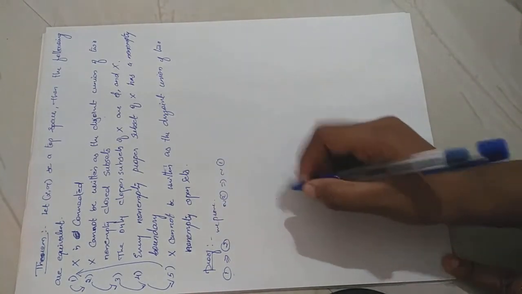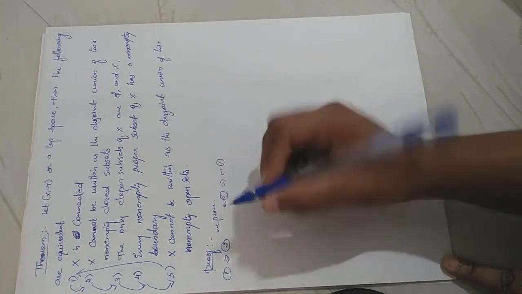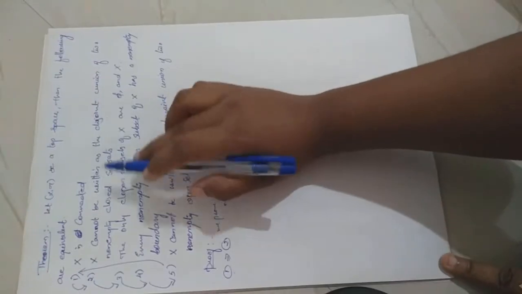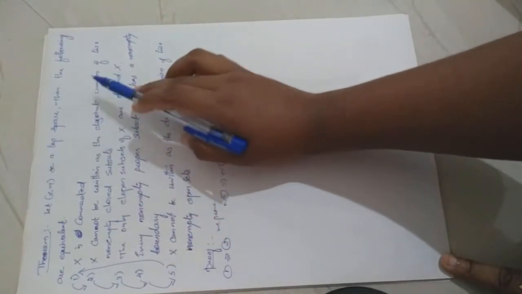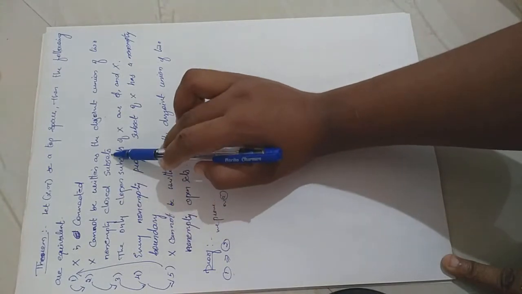What is negation 2? Negation 2 means negation statement of the second one. X cannot be written as disjoint union of two non-empty closed sets.